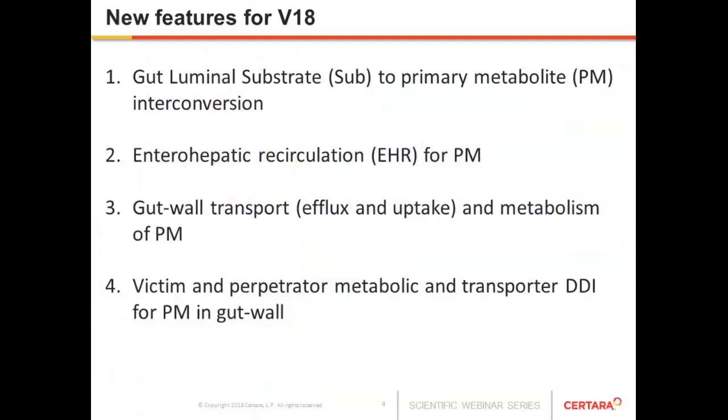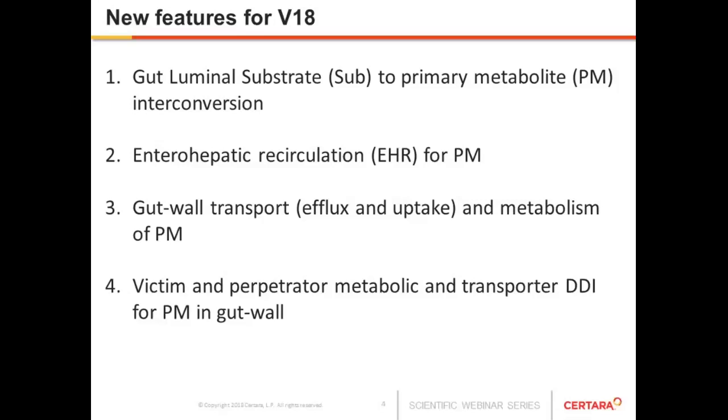So the new features for this project in version 18 involve the ability to model the luminal disposition of substrate as well as primary metabolite, in terms of interconversion to each other or simply a loss in the lumen. You can model entero-hepatic recirculation for primary metabolite, and with that you would be able to use the features of the ADAM model for primary metabolite. The ADAM model is the advanced dissolution, metabolism and absorption model in Simcyp Simulator.